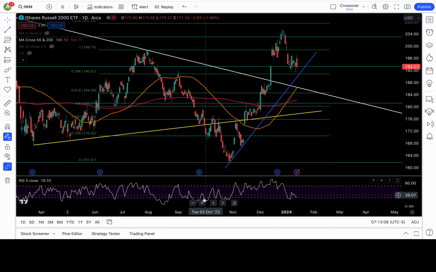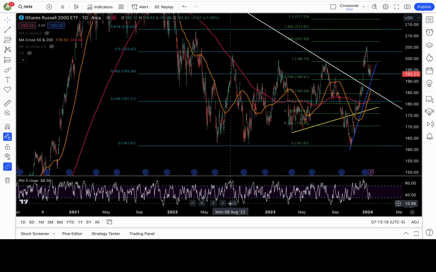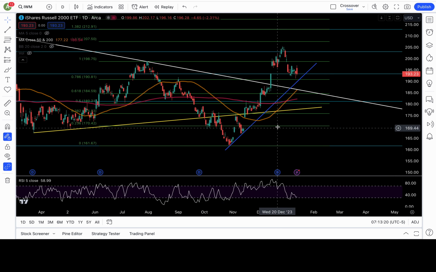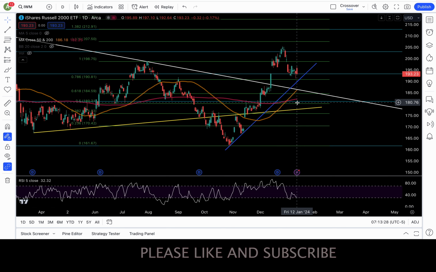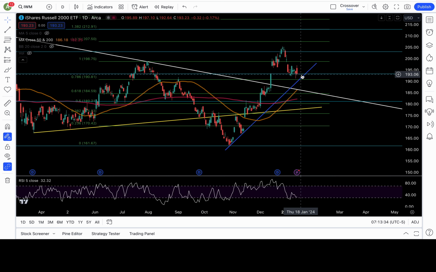IWM closed right at that critical fib extension level. Fib extension, it's a regular Fibonacci level, actually. 193.3. Last week we closed at 193.23, so a few cents below it. I guess that's technically a breakdown, but we'll see what happens tomorrow. Below 193.3, I would be bear bias.